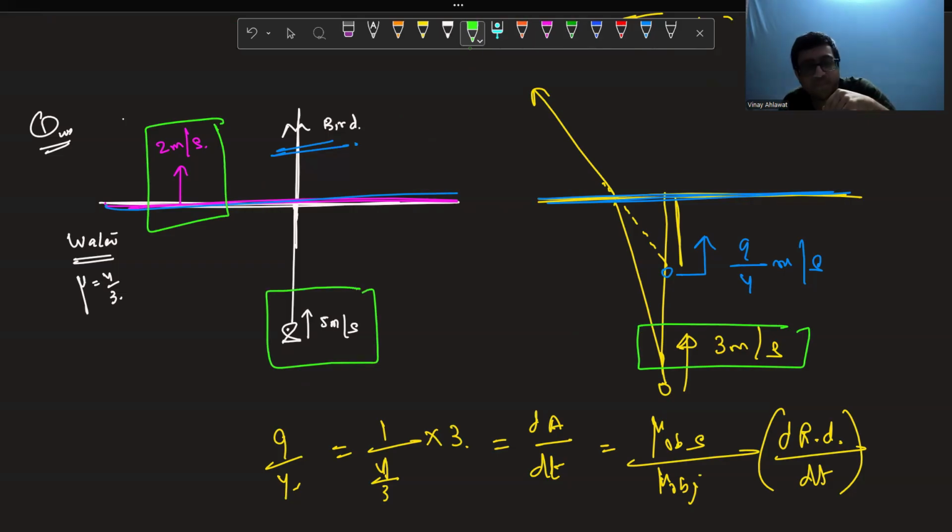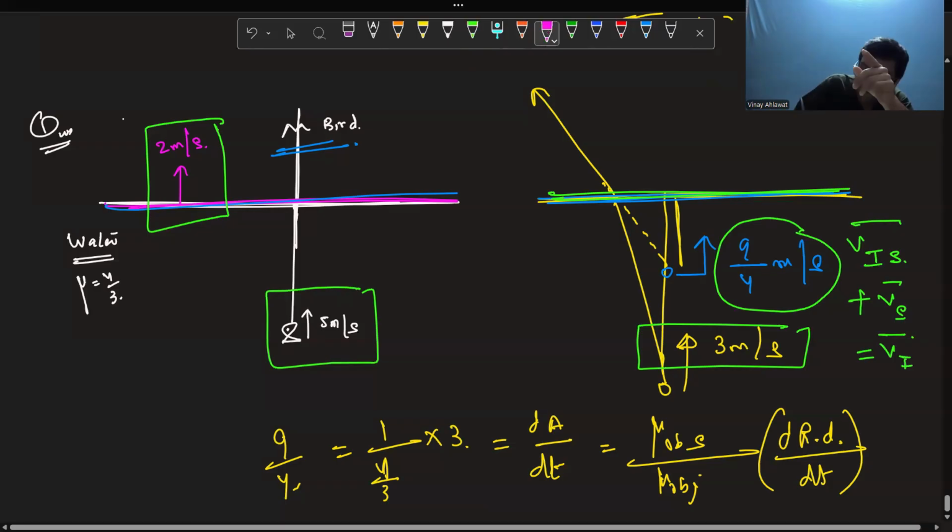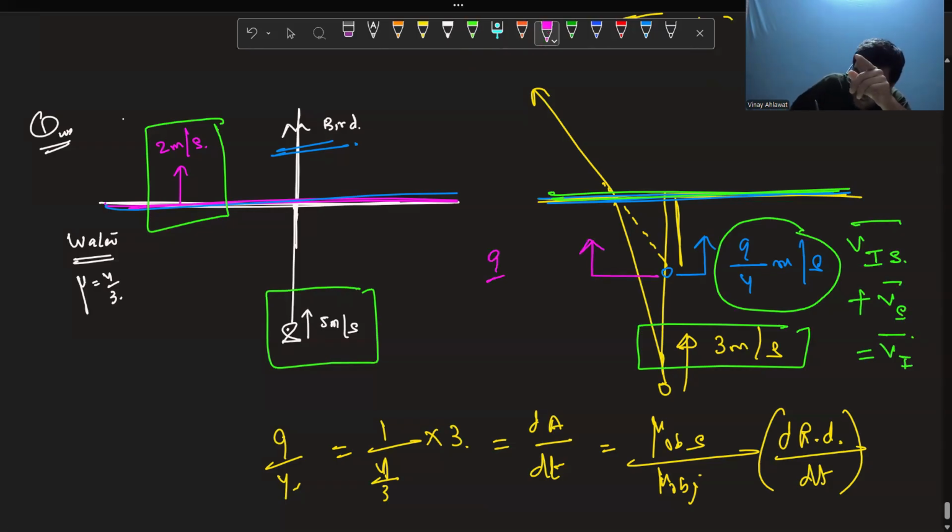Now you find the rate of change of apparent depth. Rate of change of apparent depth should be the velocity of image with respect to the surface. Am I right or not? That comes out to be 9 by 4. Now, this is not velocity of image. This is velocity of image with respect to surface plus the velocity of surface should give you the velocity of image with respect to the ground. So the actual velocity of image should be 9 by 4 plus 2. Is that fine? That should be 17 by 4 meter per second.